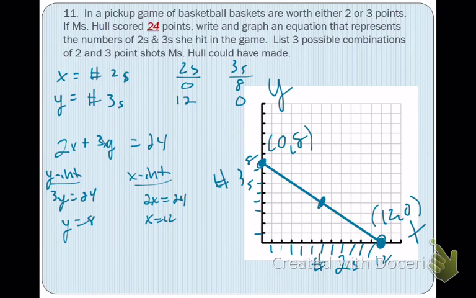We're always looking for grid corners, which means that 1, 2, 3, 4, 5, 6 2s, and 1, 2, 3, 4 3s should work. Well, 6 2s would give you 12 points. 4 3s would give you 12 points, and that certainly adds to 24. That'd be a way to check your work. Okay?